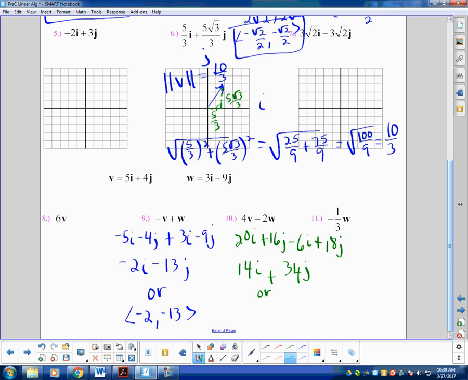or 14 comma 34. It is too easy. But it connects to stuff we've done before. Okay, there's nothing real new here. It's just new notation. That's about it. So any questions on any of these? This is what we were doing. This is what you were doing last time, okay, in the homework. Just you were doing it in this form here rather than the i and j form.